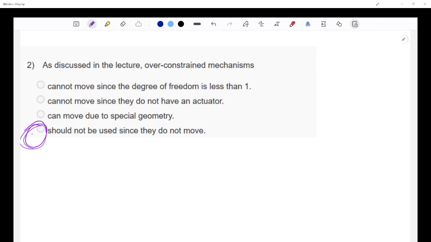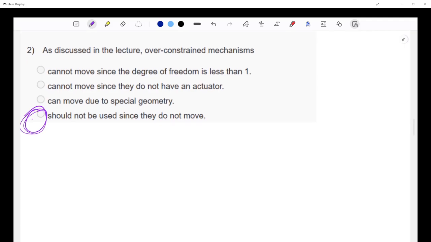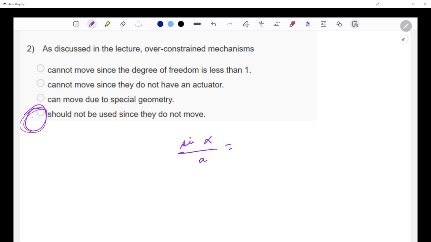Good. So, over-constrained mechanisms are systems where the Grubler formula predicts degrees of freedom to be less than or equal to 0. But in reality, the mechanism still moves. Why? Because some constraints are not independent. They become dependent due to special geometric relationships. So, motion exists because of a specific geometry condition. For example, we saw sine alpha upon A is equal to sine beta upon B. This reduces the effective constraints. So, although the number of constraints seems large, some constraints overlap due to geometry, allowing motion.